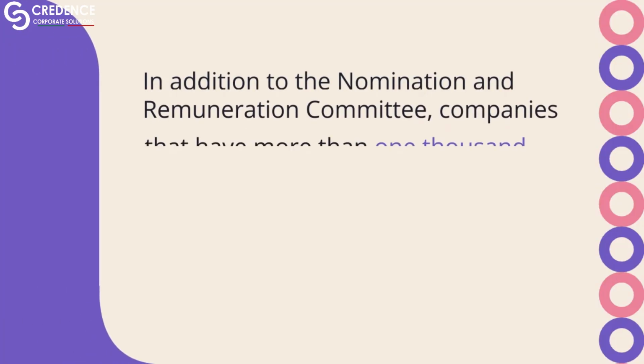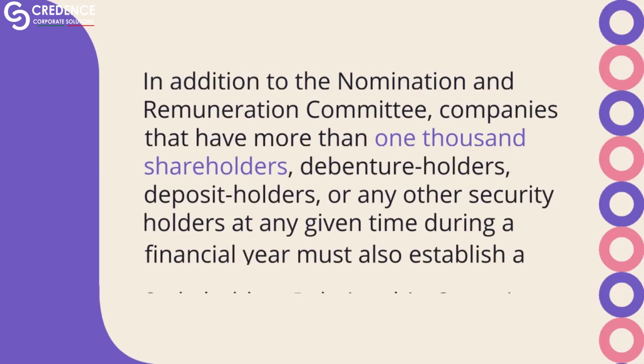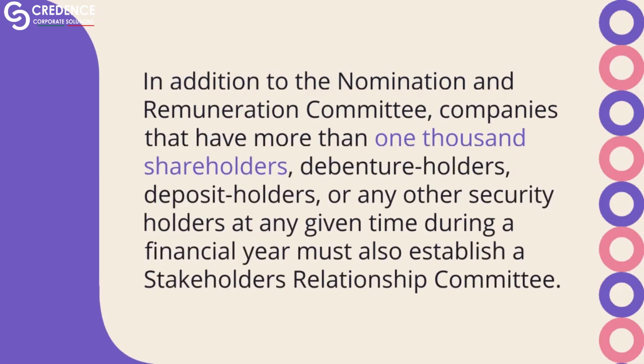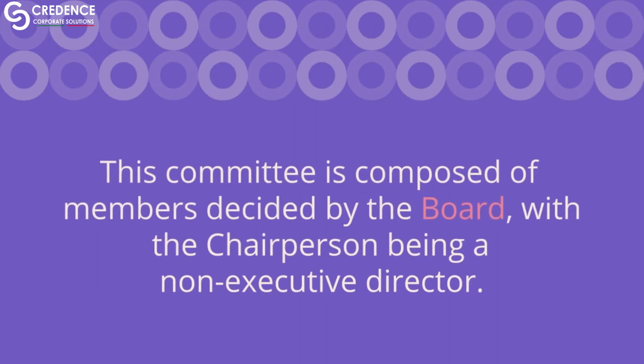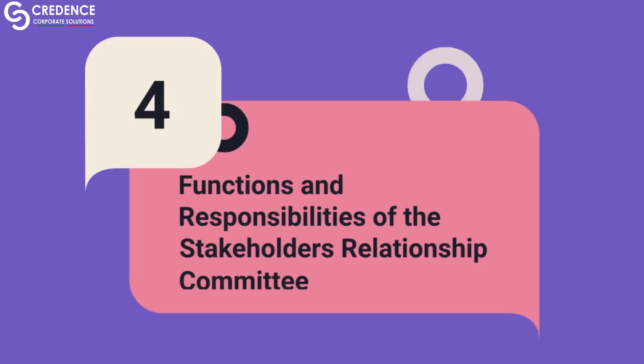In addition to the Nomination and Remuneration Committee, companies that have more than 1,000 shareholders, debenture holders, deposit holders, or any other security holders at any given time during a financial year must also establish a Stakeholders Relationship Committee. This committee is composed of members decided by the board, with the chairperson being a non-executive director. 4. Functions and responsibilities of the Stakeholders Relationship Committee.